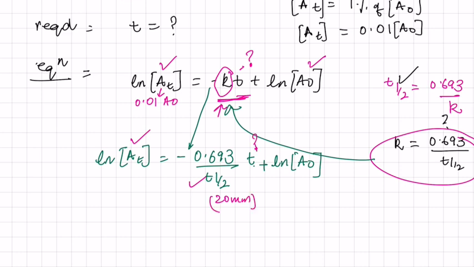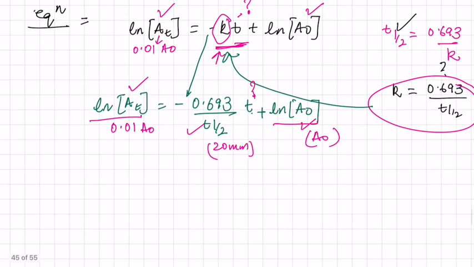Time is my question mark, and ln A0 is just A0. If it bothers you right now that no value for initial concentration is given to me, please note that this is ln of the concentration. So when I bring this to the other side, the two A naughts will cancel each other out. So let's isolate T in this equation by subbing in the numbers.